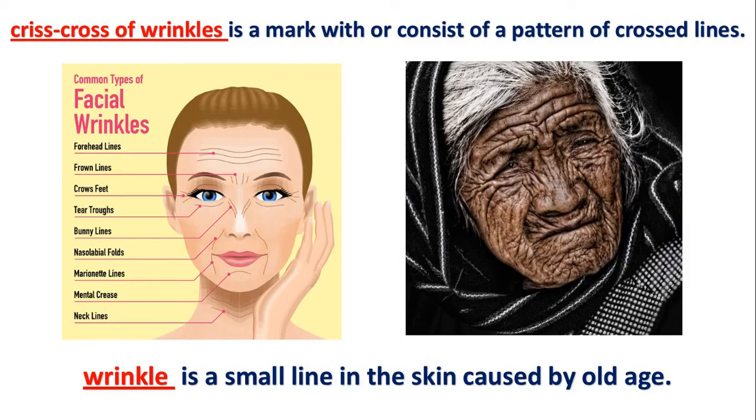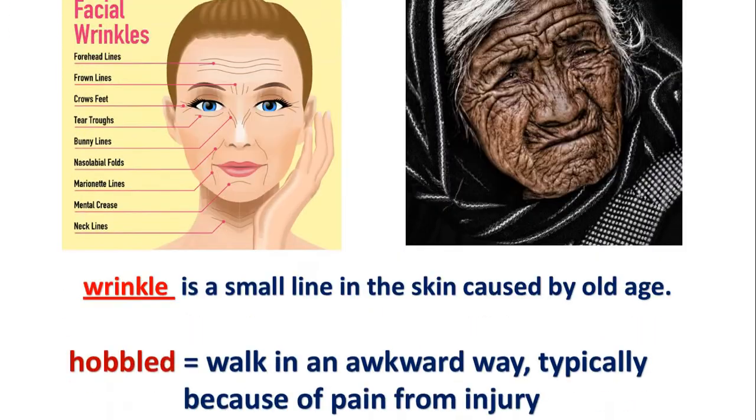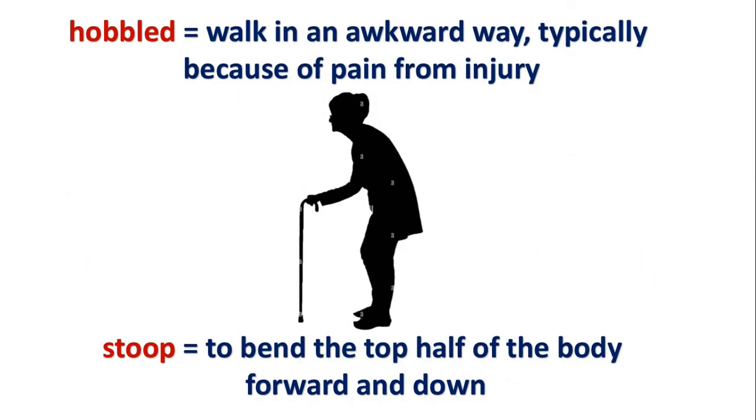Criss-cross of wrinkles is a mark with or consists of a pattern of crossed lines. Wrinkle is a small line in the skin caused by old age. Hobbled, walk in an awkward way, typically because of pain from injury. Stoop, to bend the top half of the body forward and down.